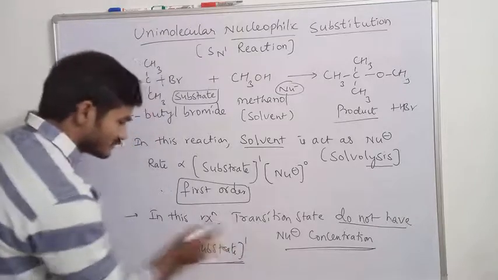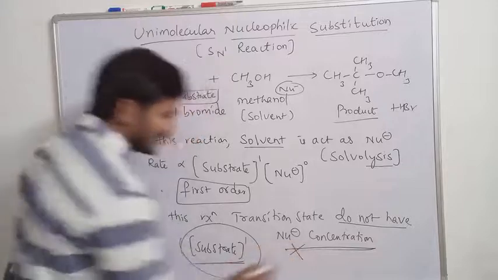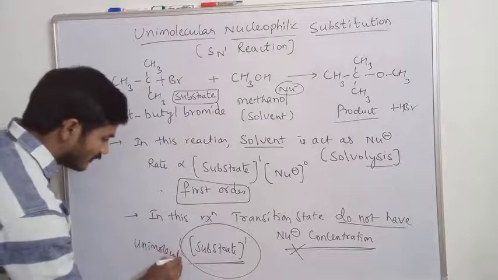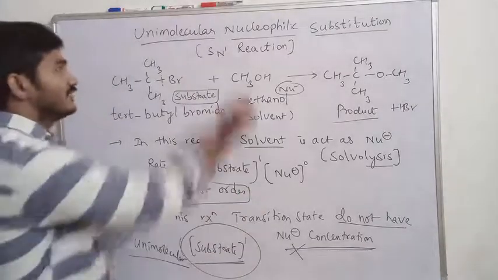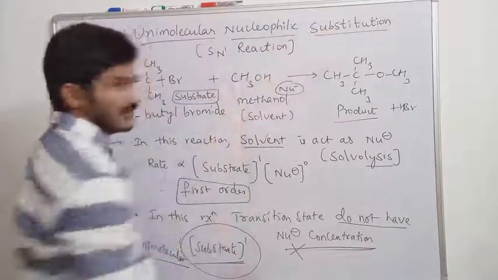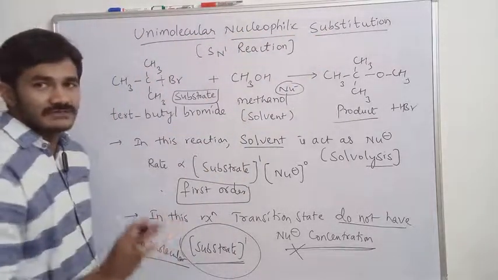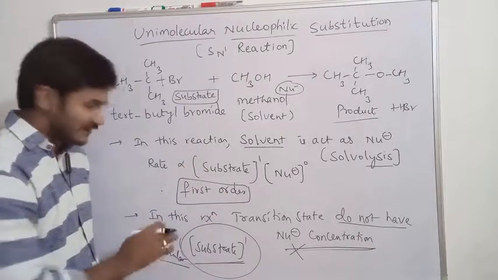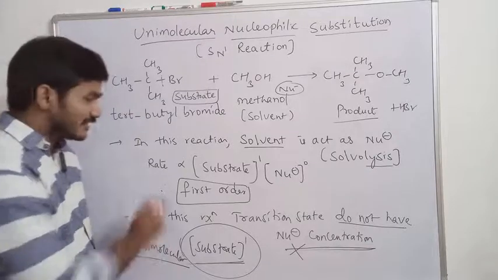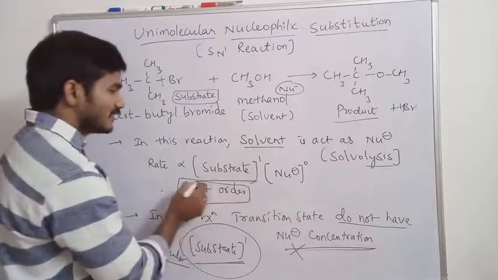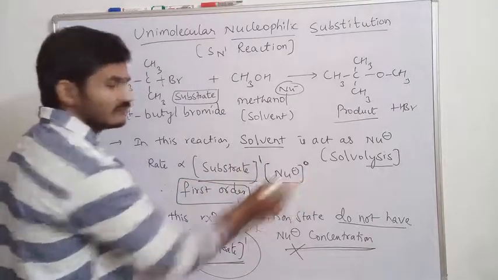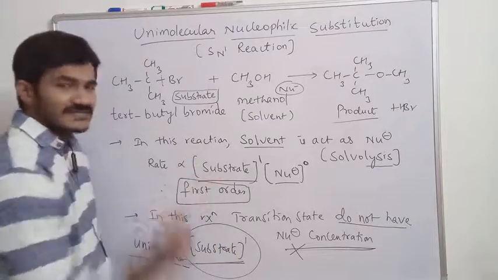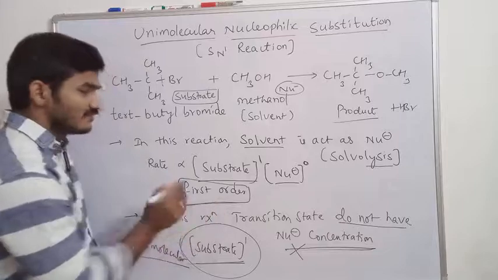As only the concentration of substrate plays a role and the nucleophile does not, it is said to be a unimolecular reaction. So you can say this is a unimolecular nucleophilic substitution reaction. This is one type of nucleophilic substitution. In this, only one molecule is involved in the reaction mechanism. That's why it is unimolecular. If you observe the rate of this reaction, the order with respect to substrate is 1, and with respect to nucleophile is 0. The rate does not depend on the concentration of nucleophile. It depends only on the concentration of substrate. That's why we rate it as a first order reaction.